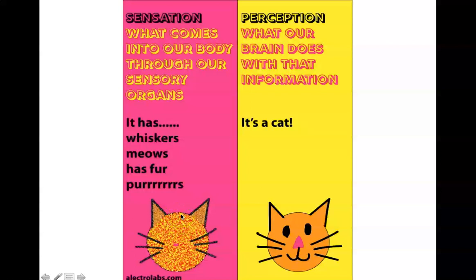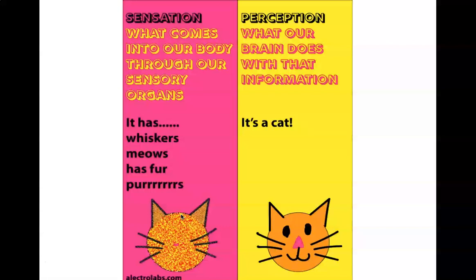You might see that it has whiskers. You might hear it meowing or hear it purring. And as you touch it, you might feel that it's soft and furry, right? So those are the sensations. And your perception is it's a cat. So in other words, your brain takes the whiskers and the meowing and the purring, and it creates the image of a cat in your mind, right?